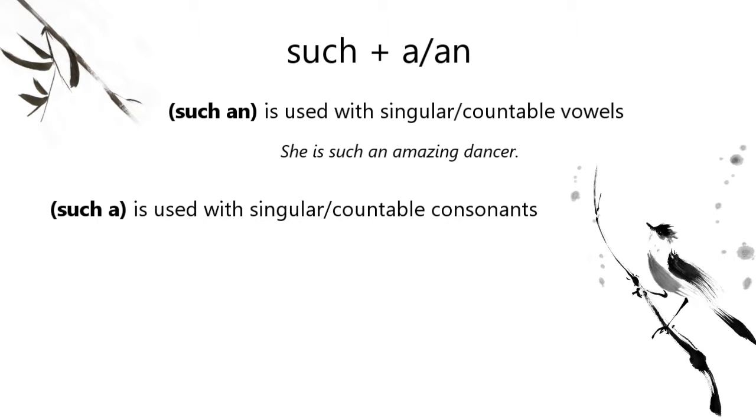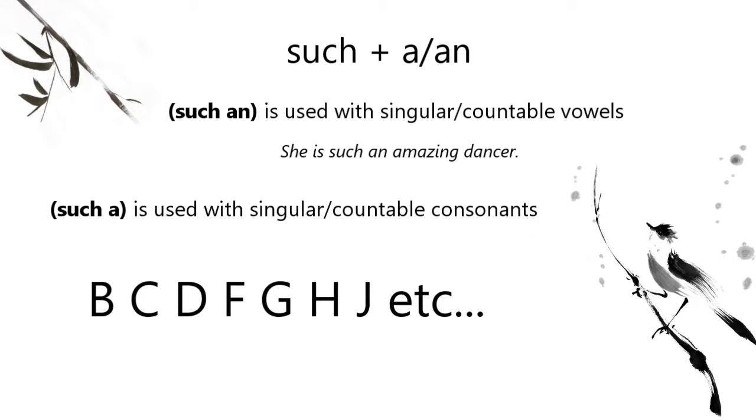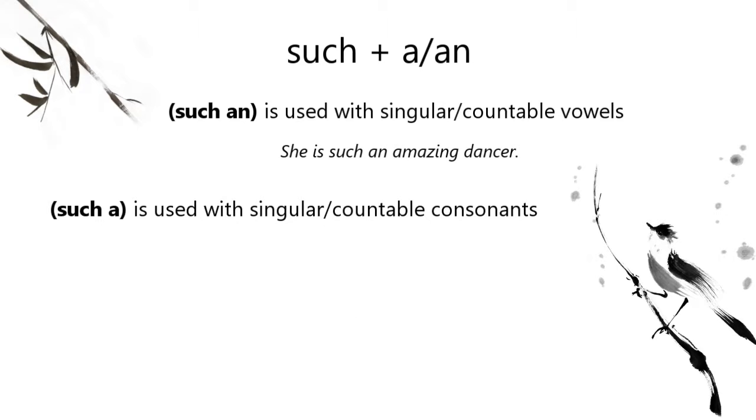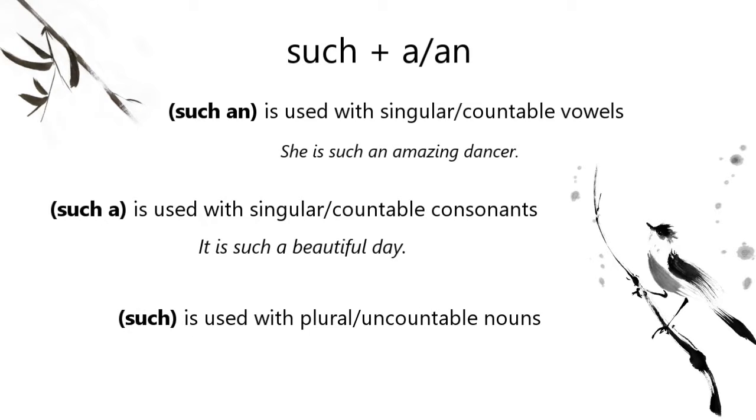Such a, notice the pronunciation, such a, she is such a, is used with singular countable consonants. A consonant is all the other letters that are not vowels. So in the example here, it is such a beautiful day. Beautiful is a consonant sound, so we're using a. It is such a beautiful day. When we don't use a and an, is with plural uncountable nouns. They are such beautiful flowers.